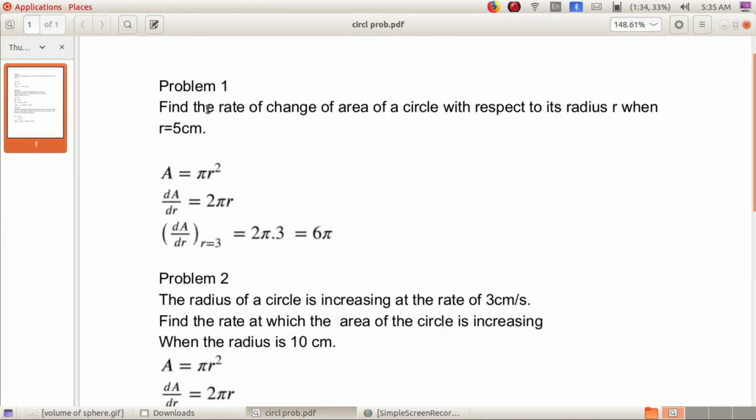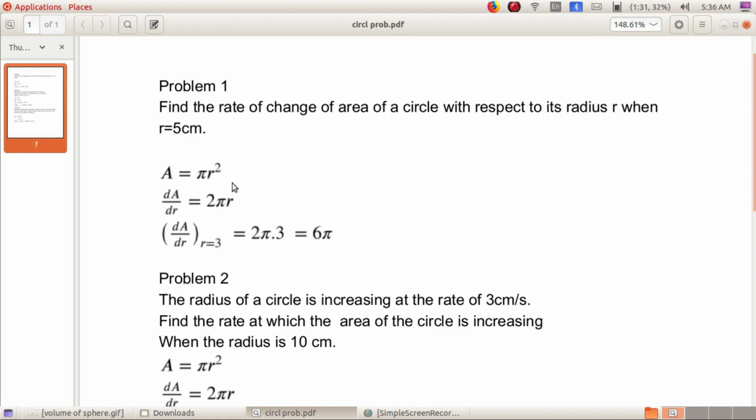Now, first problem: find the rate of change of the area of a circle with respect to its radius r when r equal to 5 centimeter. We have to find the rate of change of area. Area of a circle is A equal to pi r square. Rate of change with respect to radius, that is dA by dr, here r square, derivative of r square is 2r, so we get 2 pi r.